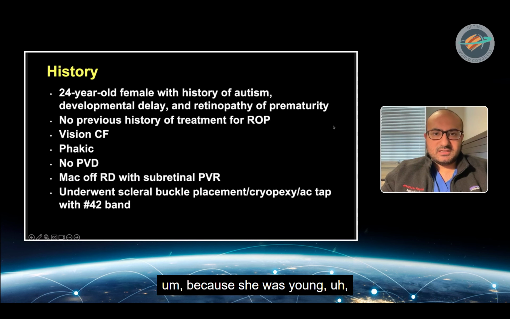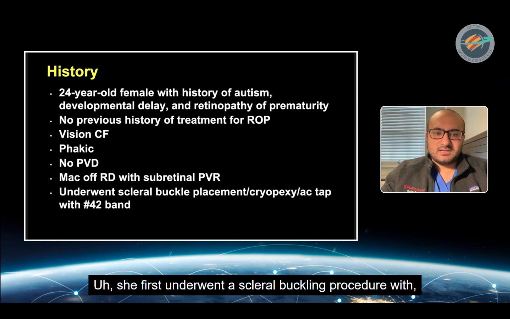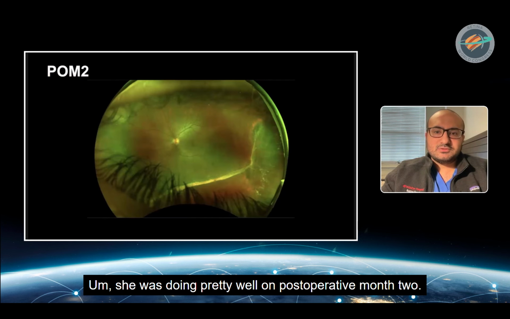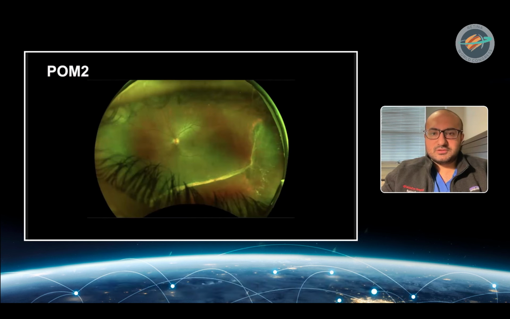Because she was young and she has a history of autism and developmental delay, as well as retinopathy of prematurity, she first underwent a scleral buckling procedure with cryopexy and a 42 band. She was doing pretty well on post-operative month 2. Retina was flat and attached. She still had this large subretinal band.